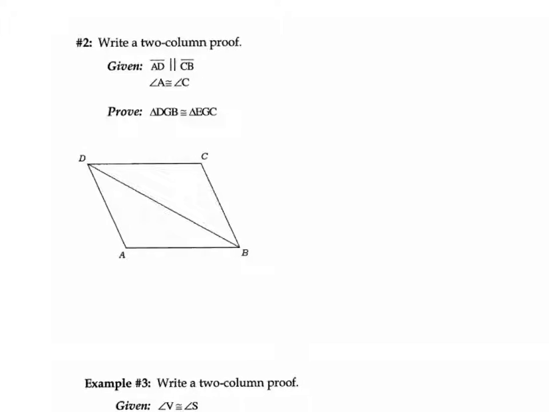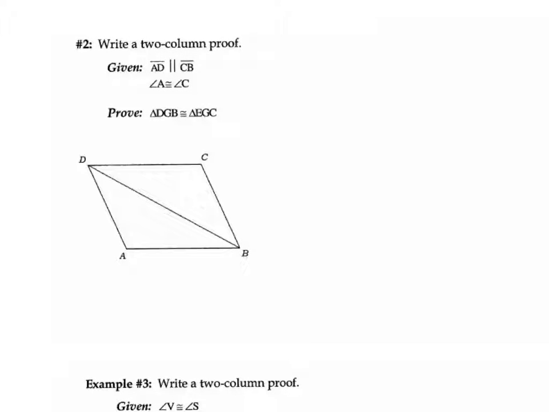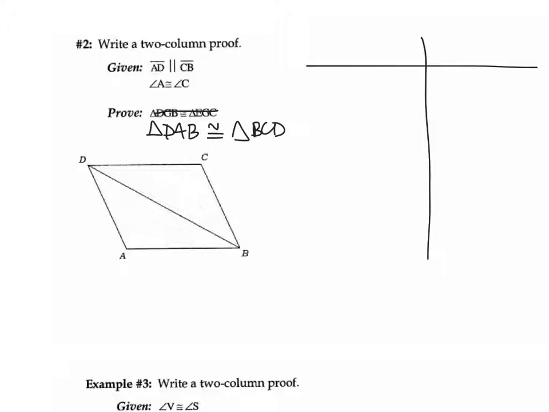So in the next proof, we're given that AD is parallel to CB and angle A is congruent to angle C. And this labeling is wrong since we don't have G at all in our shape. We want to prove that triangle DAB is congruent to triangle BCD, since those are the letters we have. So let's start by creating our two columns.